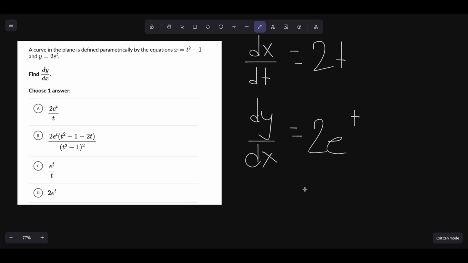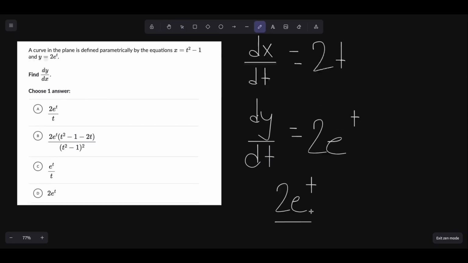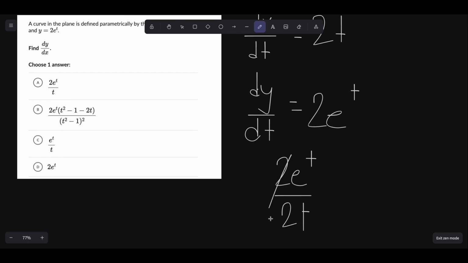And so if I divide, this isn't dy dx, this is dy dt. And if I divide these two things, I get 2e to the t divided by 2t. And so this cancels out and we just get e to the t over t. So answer choice number C would be correct.